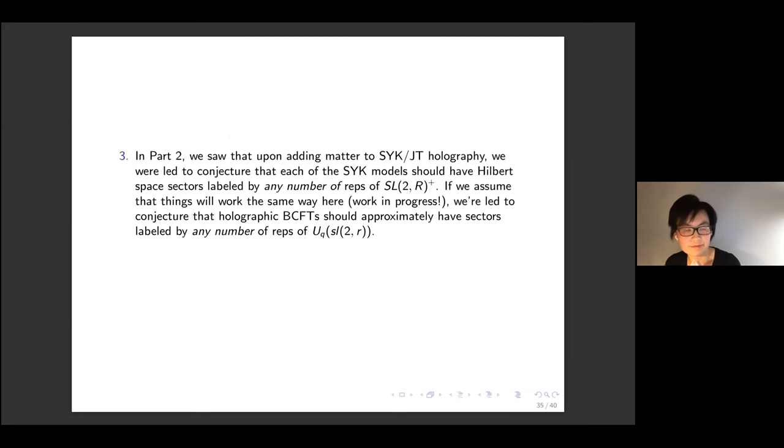Now to this, it's quite tempting to add a third conjecture that I haven't yet checked, but I'm in the process of checking. So in part two of this talk, we saw that when we added matter to the Euclidean path integral for SYK-JT holography, we wound up with the conjecture that each of the SYK models should have Hilbert space sectors that are actually labeled by any number of representations of this SL2R semigroup. If we assume that things will work the same way here, then we might want to conjecture that the holographic boundary CFTs should approximately have Hilbert space sectors labeled by any number of representations of this quantum group.